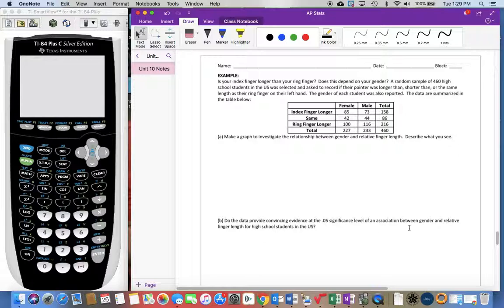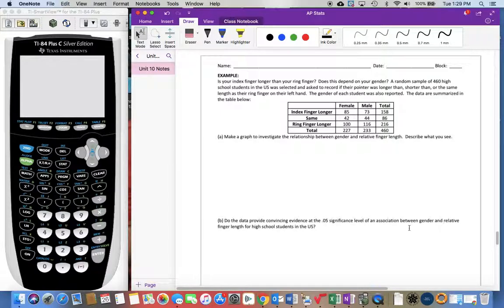This is one of my favorite examples. Is your index finger longer than your ring finger? And does this depend on your gender? A random sample of 460 high school students in the U.S. was selected and asked to record if their pointer finger was longer than, shorter than, or the same length as their ring finger. Mine are pretty much the exact same. The gender of each student was also reported. So here's your data that was summarized in this table below.